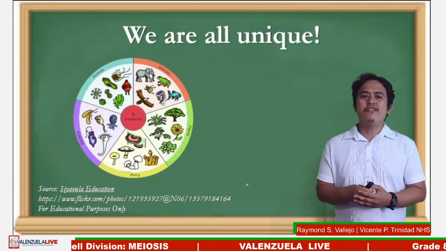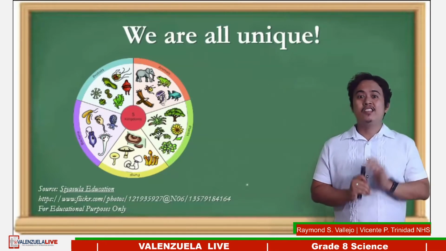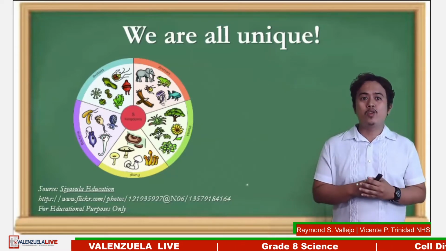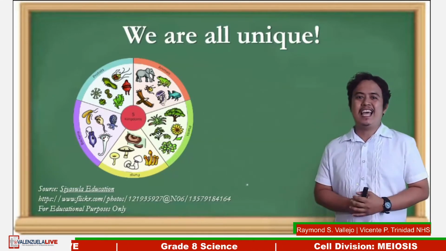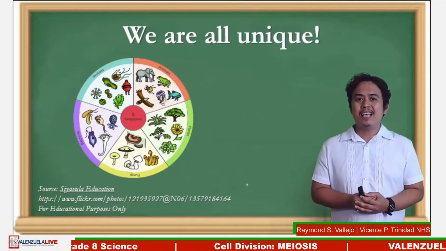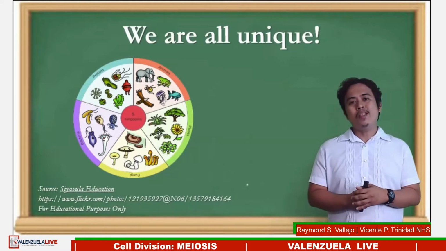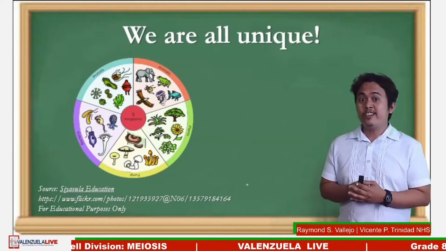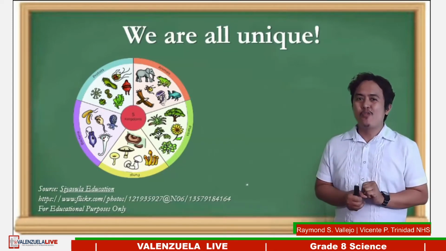One of the important features of meiosis is that it reduces the chromosome number of its daughter cells from two sets into a single set. A single set of chromosomes is also known as haploid. This is in contrast with mitosis, where its daughter cells are diploid, or two sets of chromosomes.